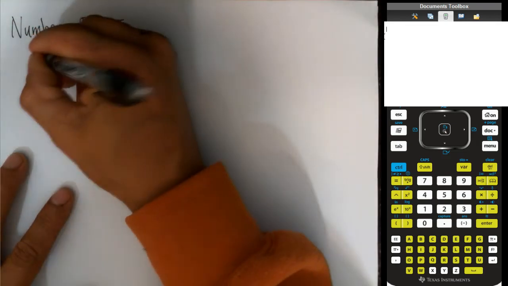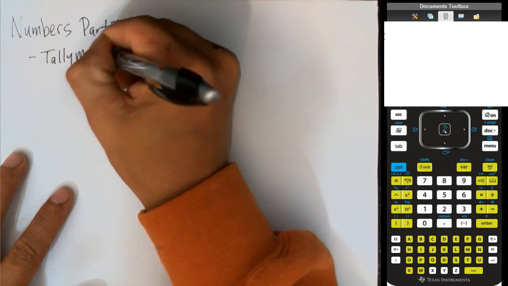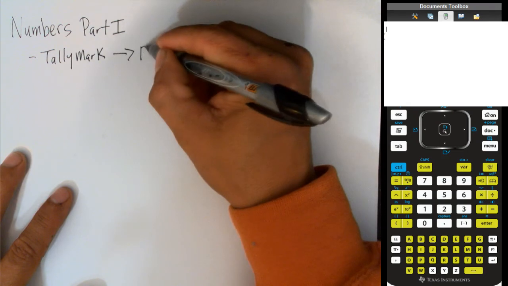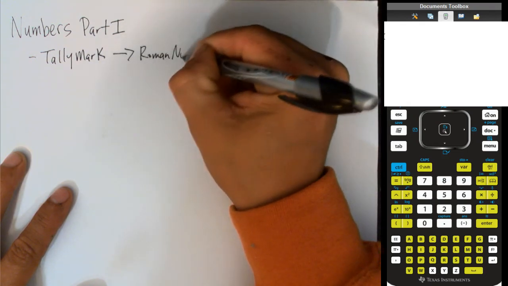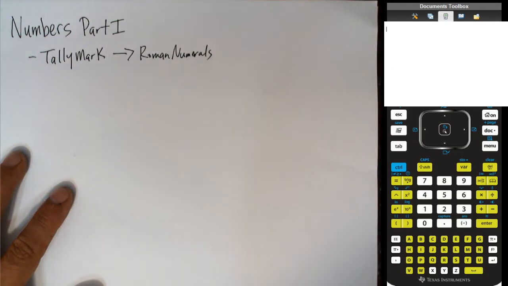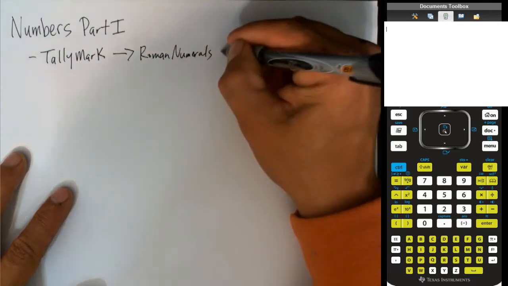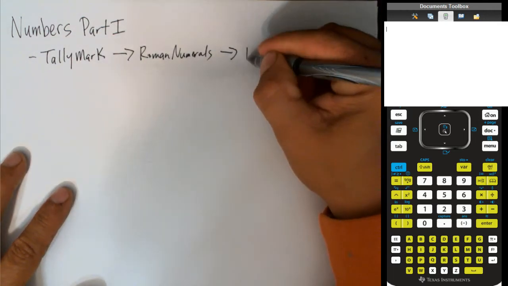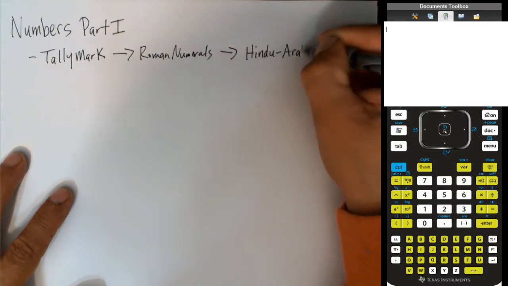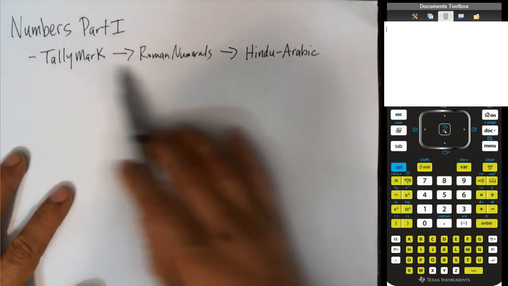Today we're going to discuss the method of the tally mark, and then we're going to see how the tally marks evolved into Roman numerals. And then, if there's time, we're going to discuss our own number system, the Hindu-Arabic system. And we'll get into this. So this is what we're going to look at today.